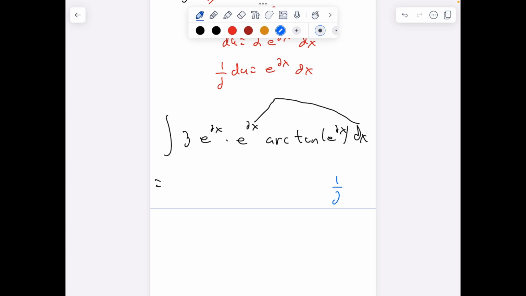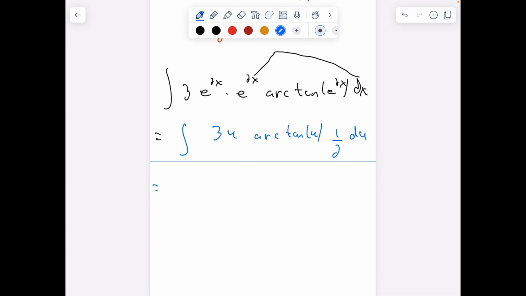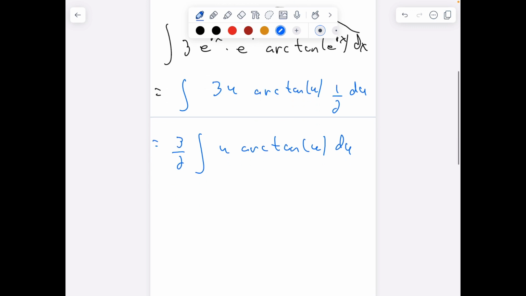So I'm going to rewrite this in blue now. And you would have arctan of u. And then you have a 3e to the 2x, but e to the 2x is u, so this is like saying 3u. And for a second, let's take out the 3/2, which again, we're allowed to do by properties of antiderivatives.